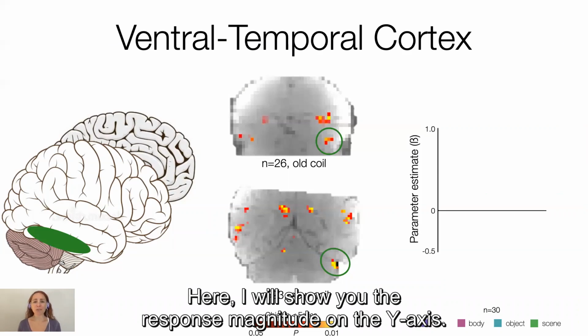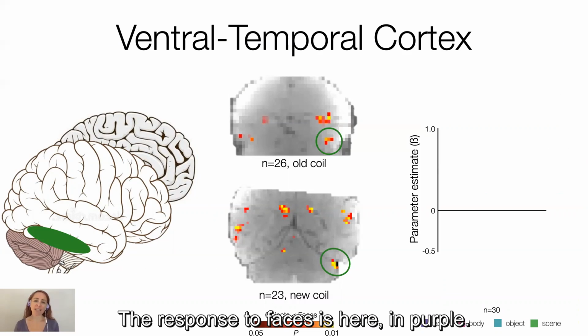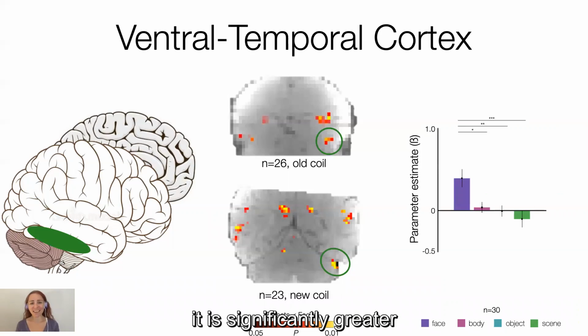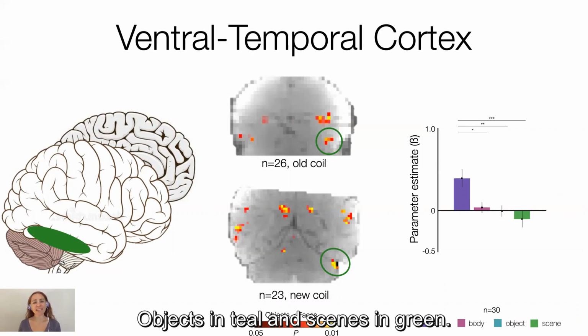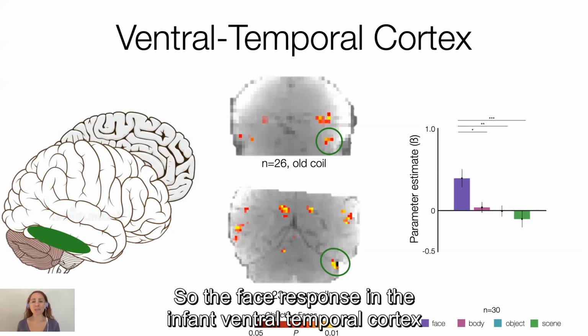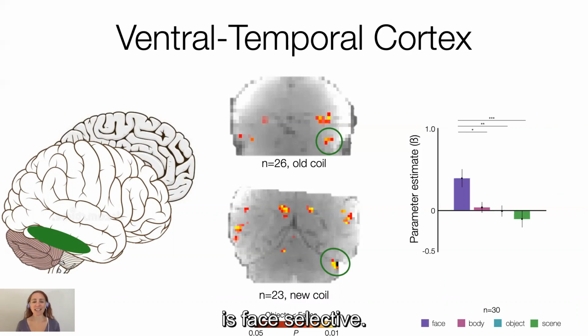Here I will show you the response magnitude on the y-axis. The response to faces is here in purple. As you can see, it is significantly greater than the response to bodies in pink, objects in teal, and scenes in green. So the face response in infant ventral-temporal cortex is face selective.